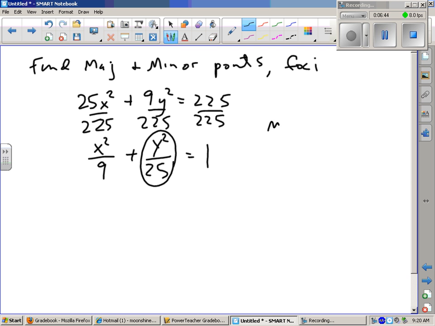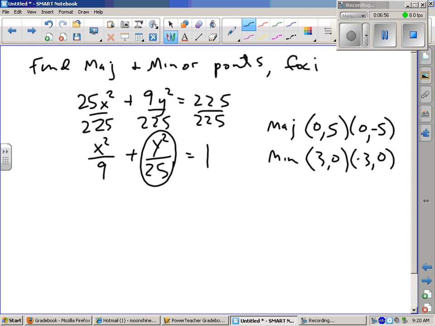So our major axis points are going to be (0, 5) and (0, -5). So minor then would be (3, 0) and (-3, 0) because of that 9 over there. Focus points: 25 minus 9 is c squared. That's 16. So c equals 4.